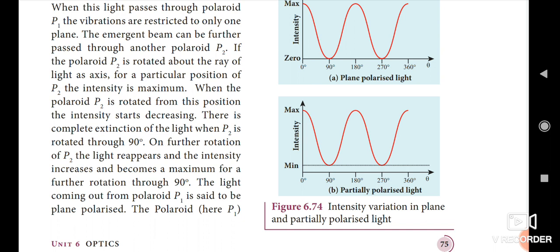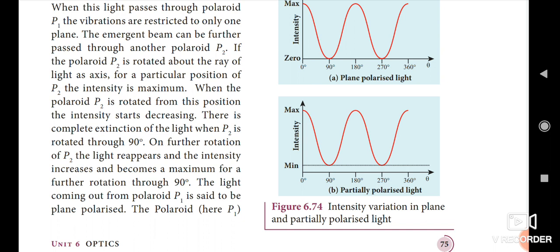First it reaches the maximum at 190 degree, then with the next rotation it reaches the minimum, then again with the next rotation it reaches the maximum value, then the next rotation it reaches the minimum value. Like that it moves on, maximum to minimum, maximum to minimum, maximum to minimum. Okay, so this is the plane polarized and partially polarized light.